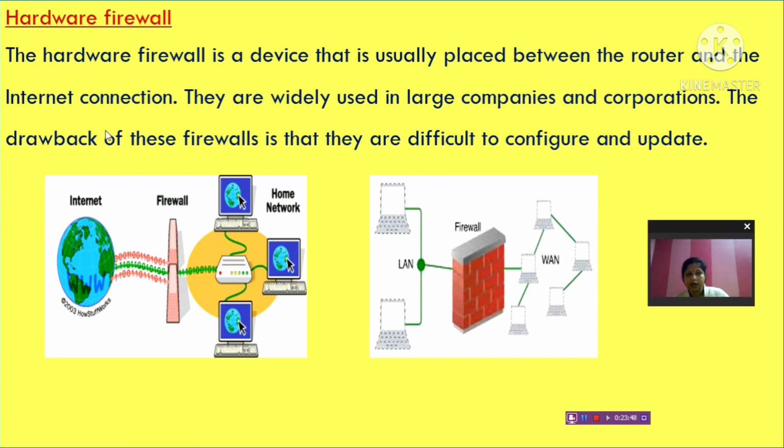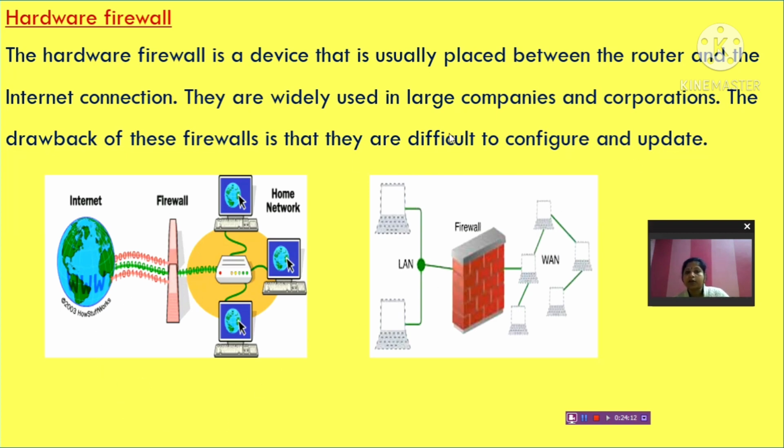The hardware firewall is a device that is usually placed between the router and the internet connection. Clear? They are widely used in large companies and corporations. The drawback of these firewalls is that they are difficult to configure and update. Clear? But this is more protective.